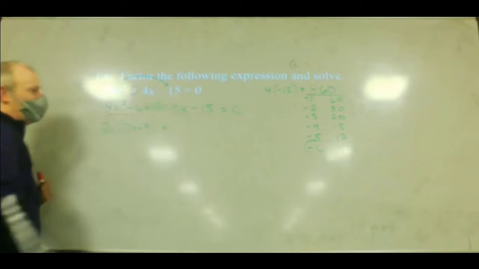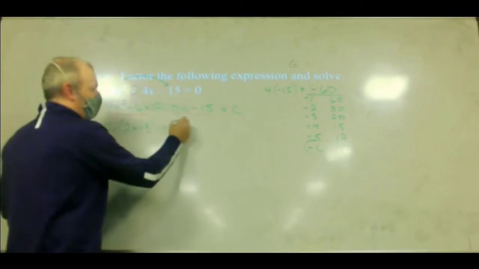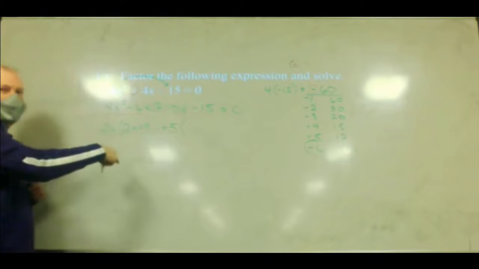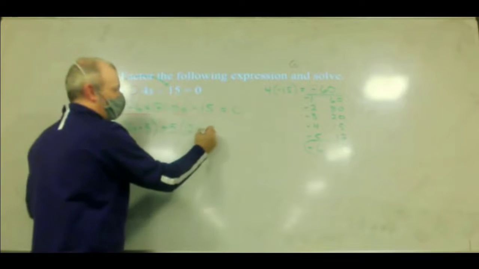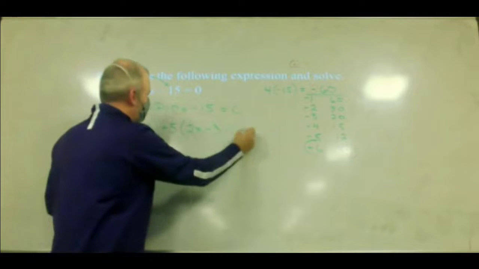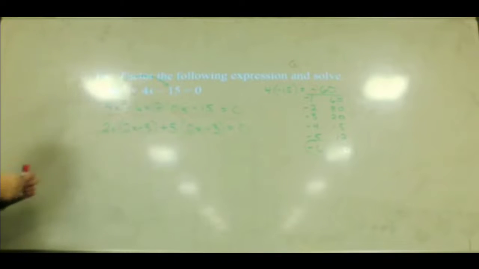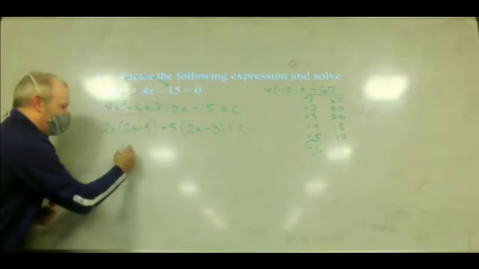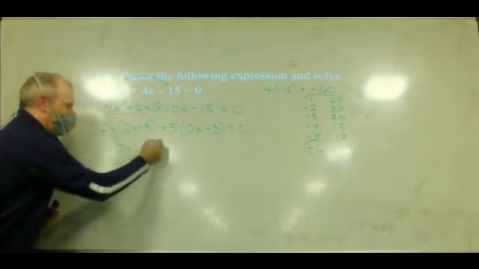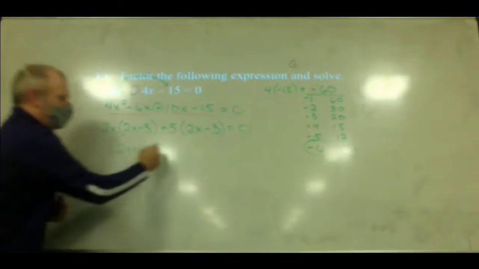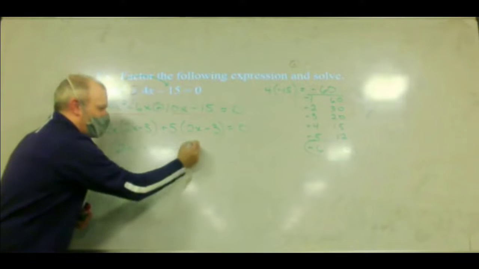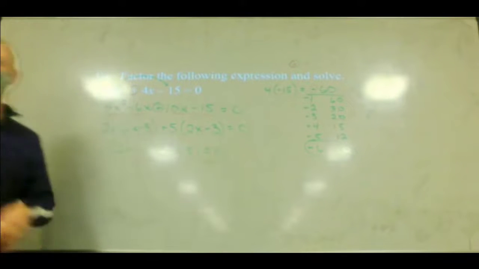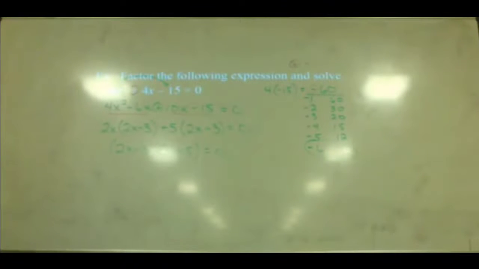And what can we factor out of there? A 5. And when we divide out the 5, what are we going to get? 2x minus 3. And again, they should be the same if we did our work right. And then they both have 2x minus 3. We can factor that out. And what's the other one? 2x plus 5. Now, here's the difference. We're not done yet. We're solving still. Okay, so all of this up to now has been exactly the same.